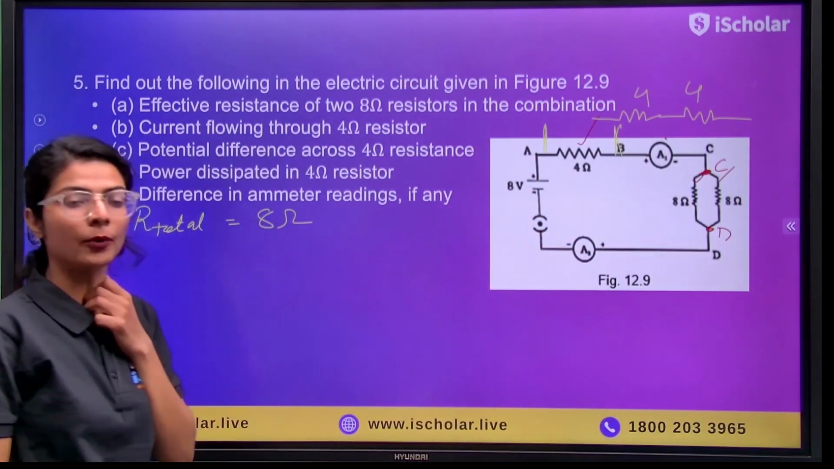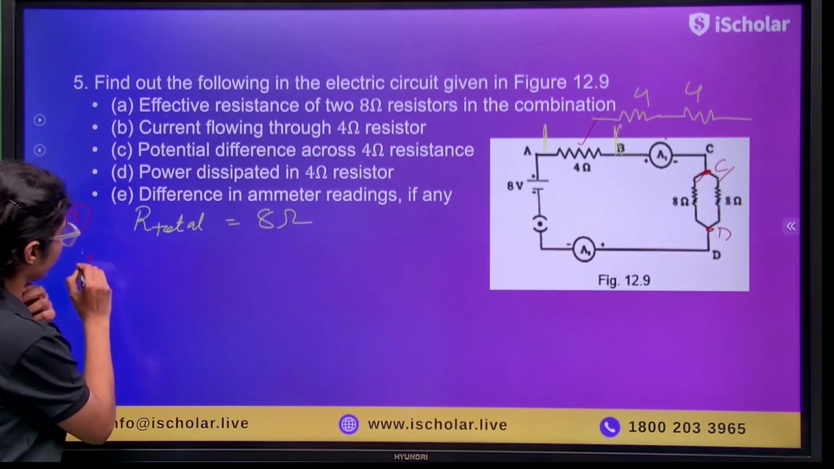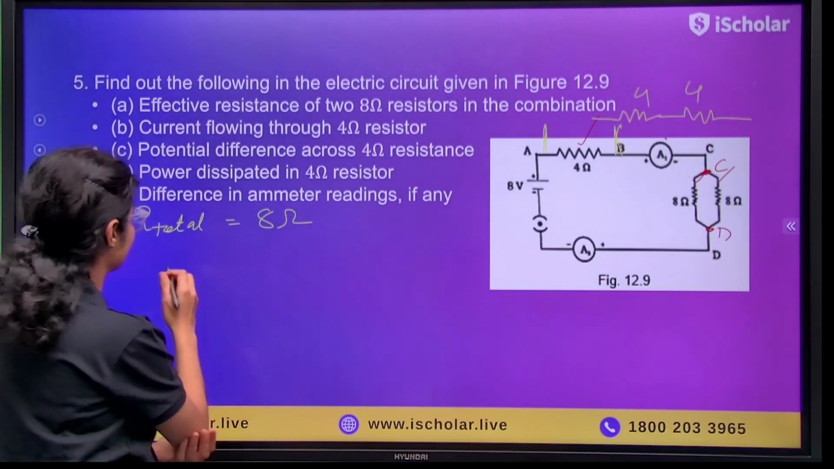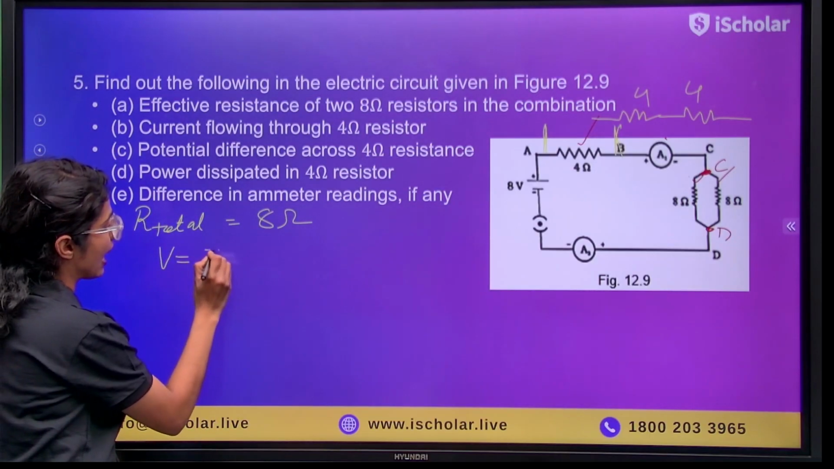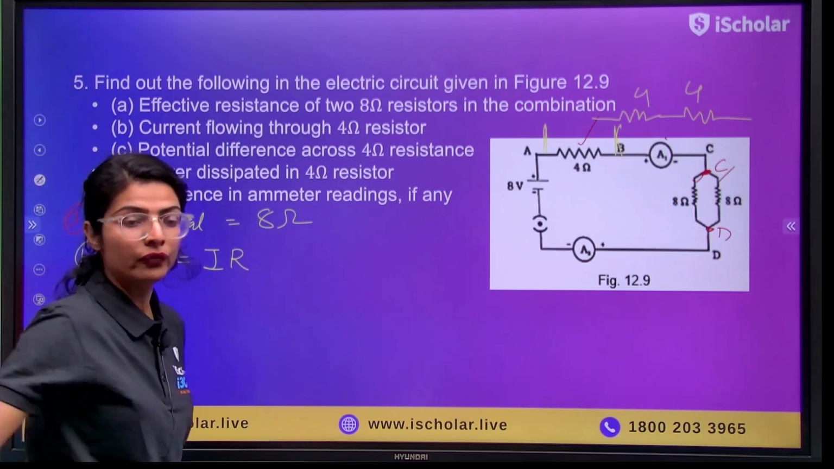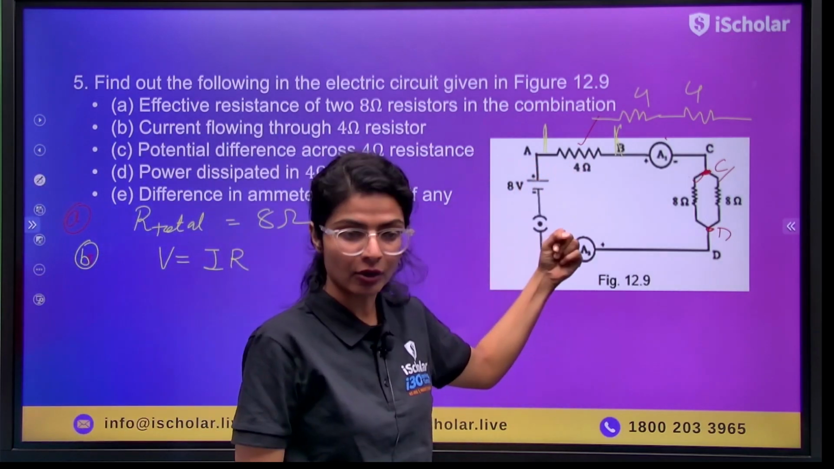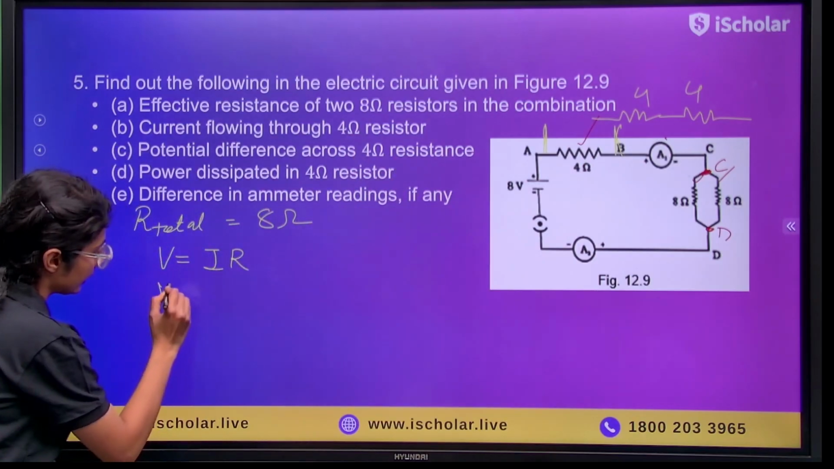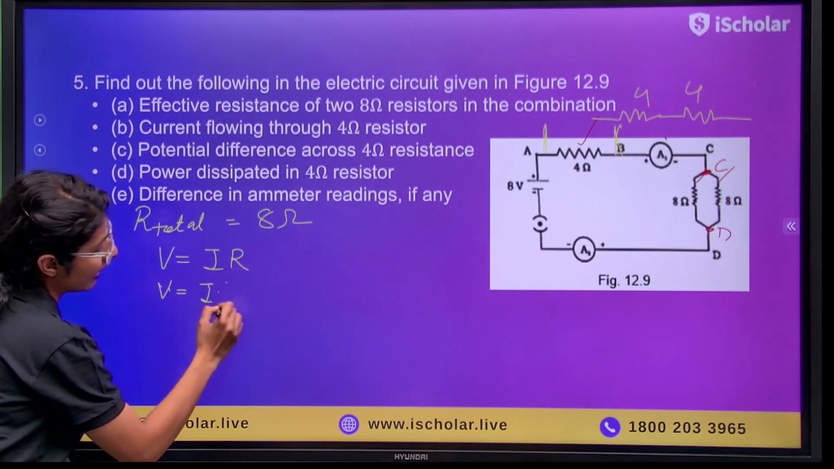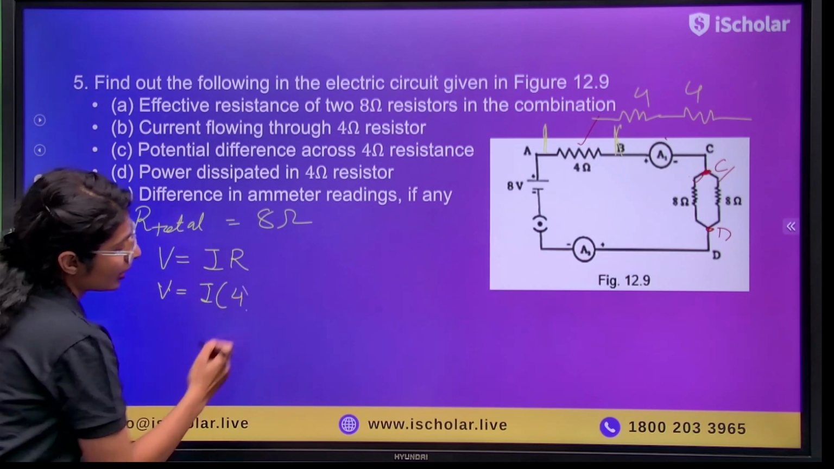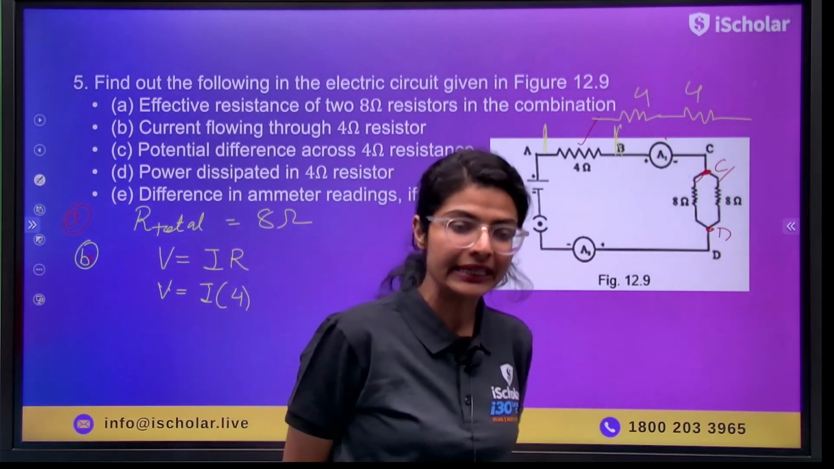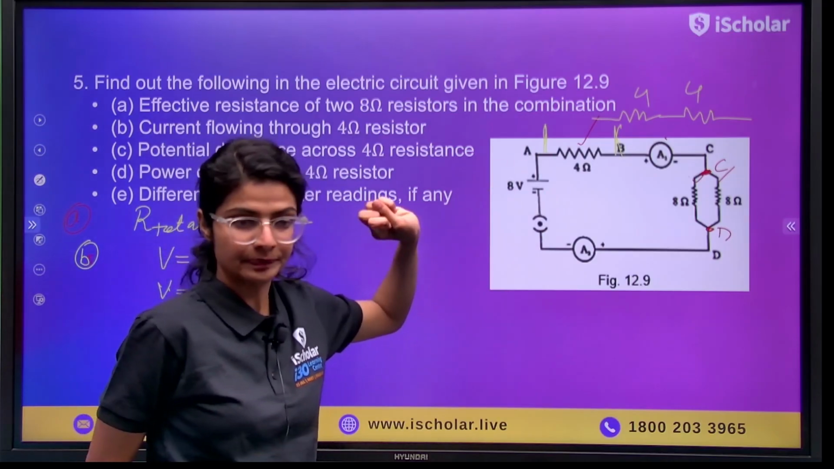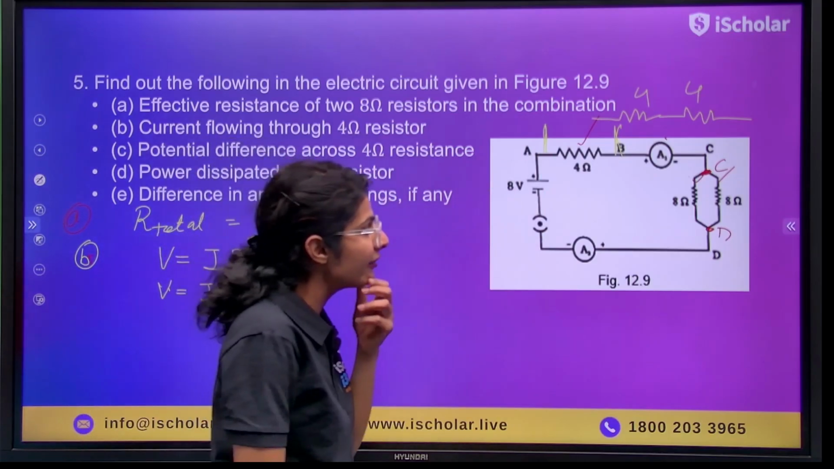We know that the potential difference formula, from Ohm's law, is potential is equal to I into R. We need to calculate potential difference across these points, so we'll write potential across these points is equal to current into the R value, which is 4. So students, we need the current value which is passing from here. So how can we get the current value?